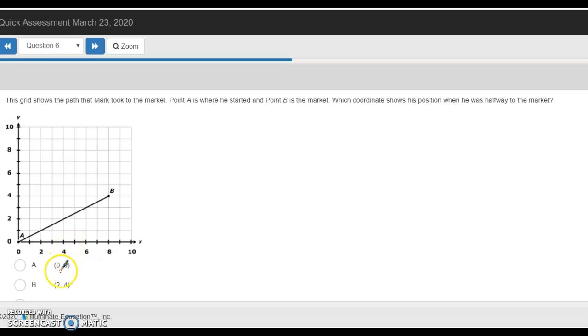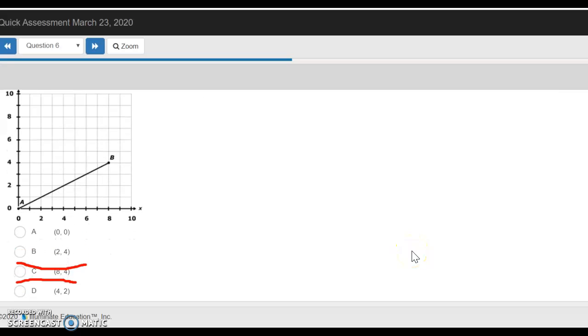If I look at A, it's 0, 0. Well, I should know right away that if it's ever 0 on the x-axis and 0 on the y-axis, that is the origin, and I also know that that's point A, which is where he started, so that's definitely not halfway, so it's not A. The B is 2, 4, which means I would go 2 on my x-axis, and I would go up 4 on my y. That's not even on his path, so it can't be B. So let's look at C and D.